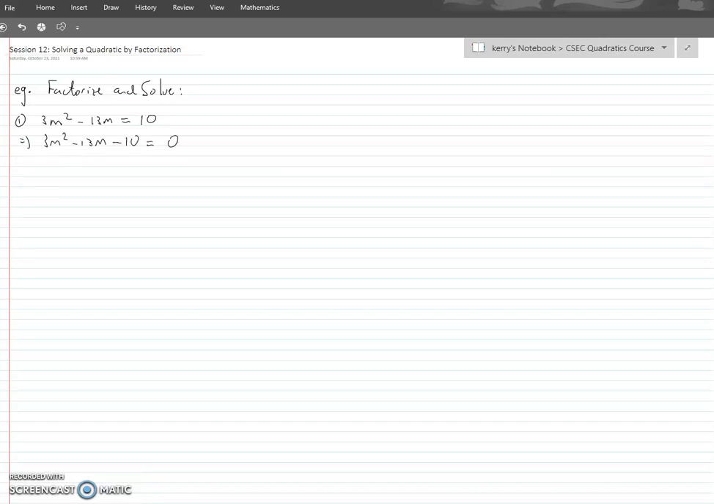Good. And now we are looking for two numbers which, when multiplied, give us a times c, which is negative 30, and when you add the two numbers, we get minus 13. So now you have to go through your factors of 30. If you're unsure about this process, I did this for two videos before. I can't remember which sessions they are, but feel free to go back and you will see it.